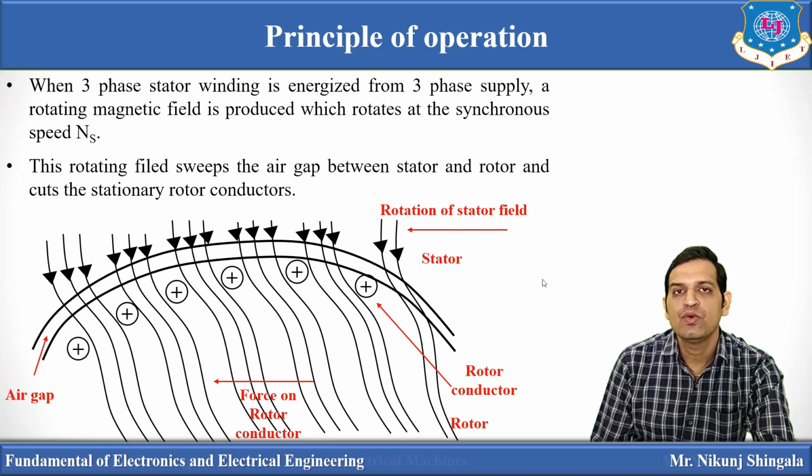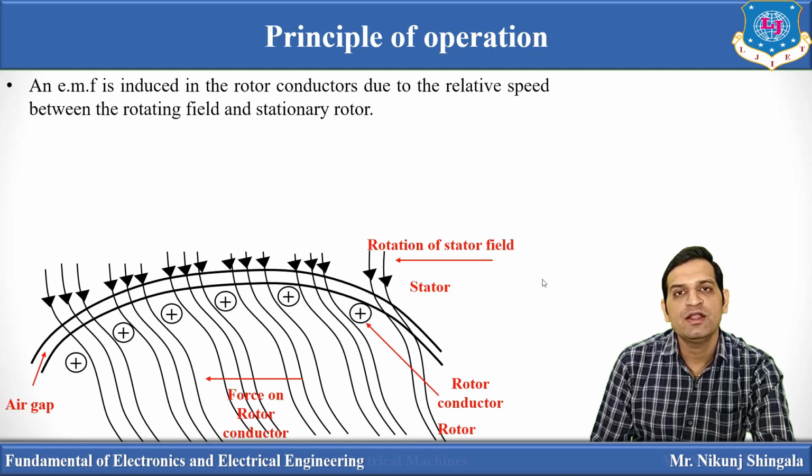Now assuming that rotor conductors are stationary presently. As the rotor conductors are cut by the magnetic field, or the magnetic field is cut by the rotor conductors, EMF gets induced in the rotor conductor as per Faraday's law of electromagnetic induction. So EMF is induced in the rotor conductor due to relative speed between the rotating magnetic field and the stationary rotor. Here the cause of production of EMF is a relative speed between the rotating magnetic field and the stationary rotor.